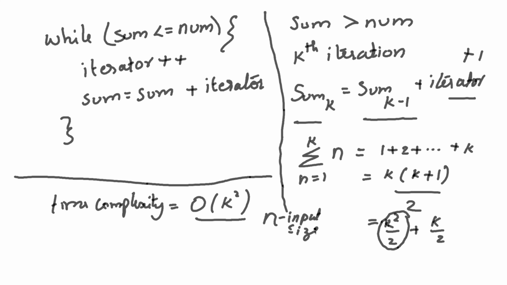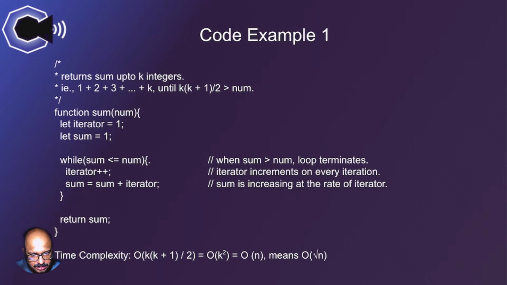This O of k will determine the time complexity with respect to the input size n. So O of k will be equal to O of root n, taking root on both sides. Since it is k square, when we take root on both sides, we will get O of k, which is equal to O of root n. We will also do a few more code examples so that this concept is clear.